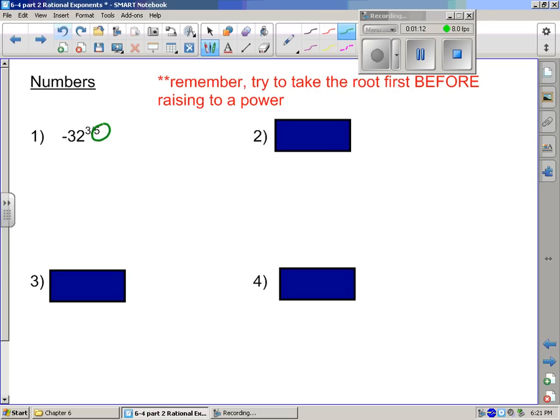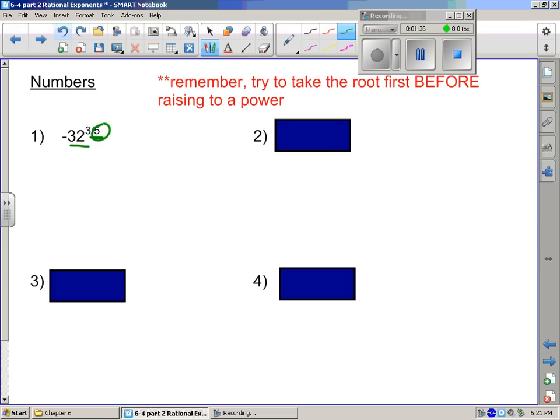Now you got to be careful here. What is this fraction next to? It's next to the 32. It's not next to the negative sign. So you leave the negative sign alone for right now. That's tricky. You got to be careful of that because it feels like we're just going to take the fifth root of negative 32, but it's not. You have to go by what it's next to only.